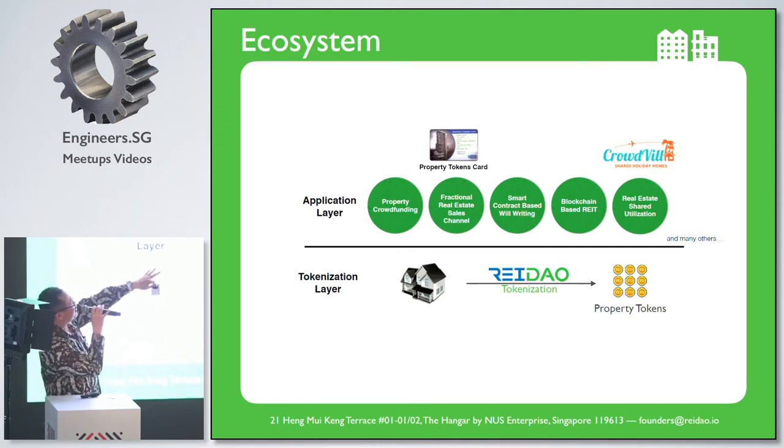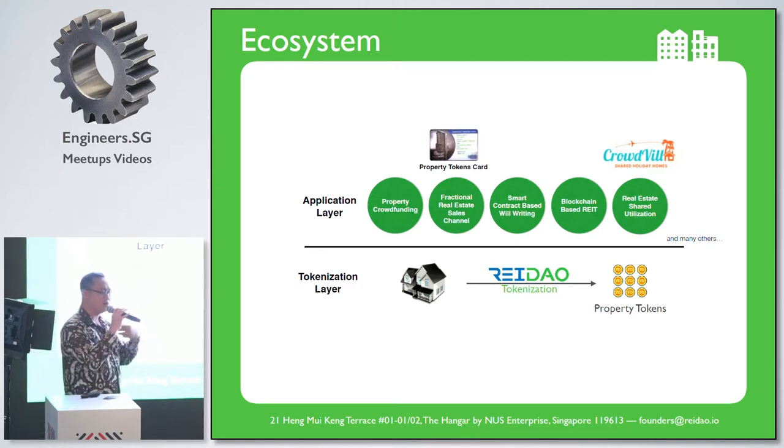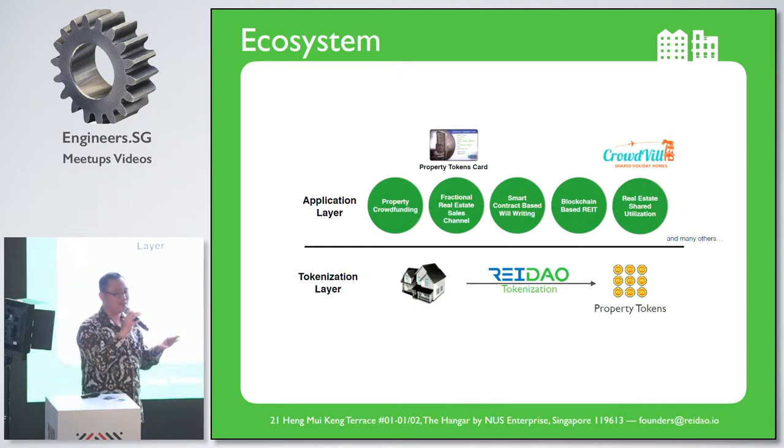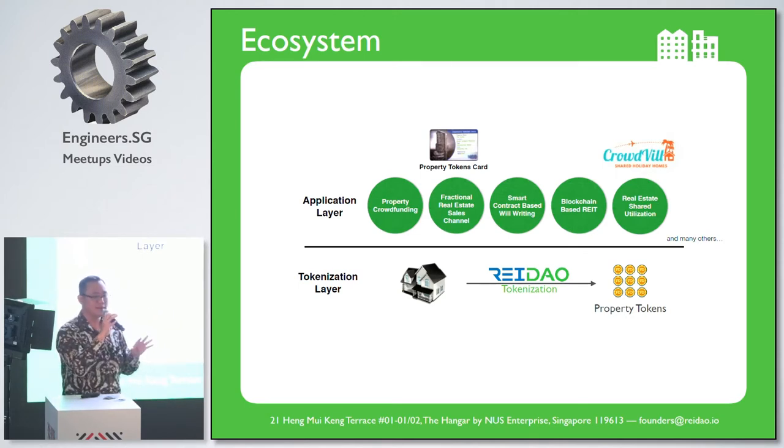The third one is smart contract-based will writing. This is another use case that was actually brought to us through our partners, especially with the recent high-profile case regarding wills. Imagine if we can now write a will on a smart contract that will execute no matter what upon someone passing. We can now code in money, as in cash, in terms of Ether, for example.